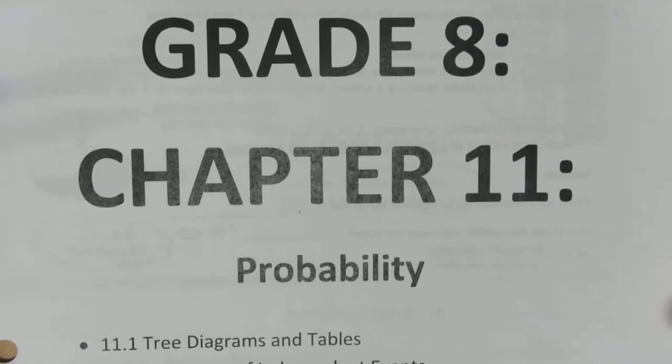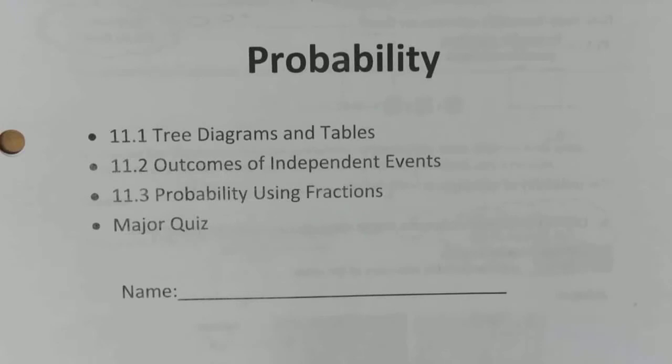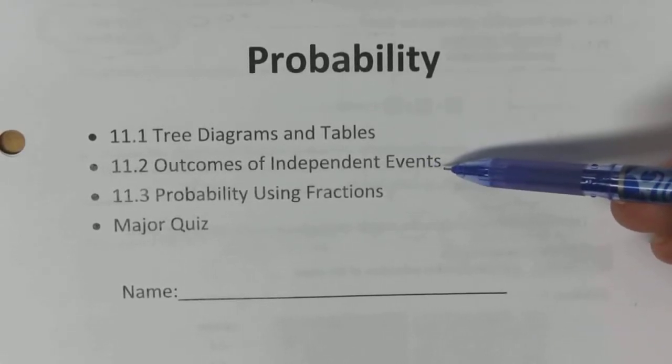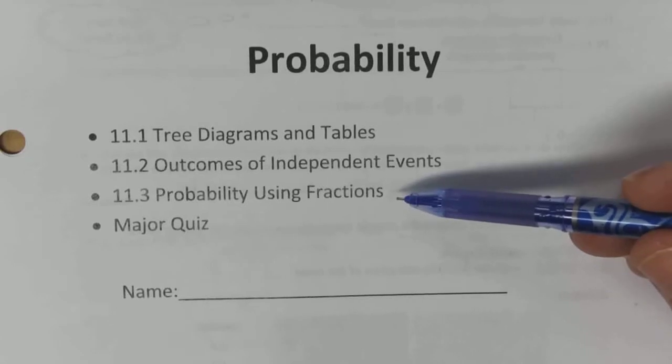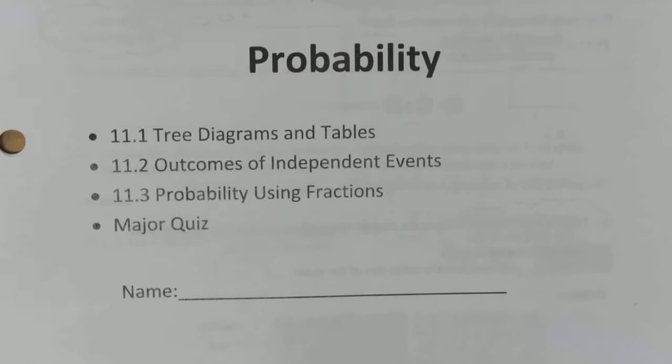11 for grade 8 is all about probability. So 11.1 deals with tree diagrams and tables. 11.2 is outcomes of independent events, and 11.3 is probability using fractions. Then we'll have a major quiz, i.e. an exam, once that is all done.